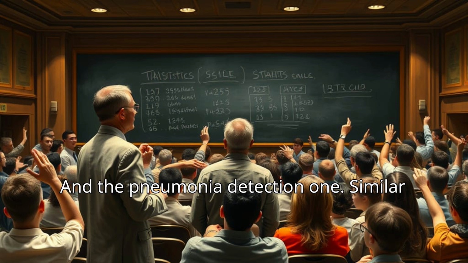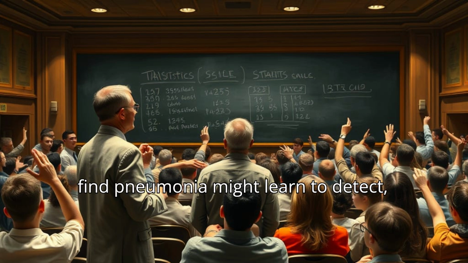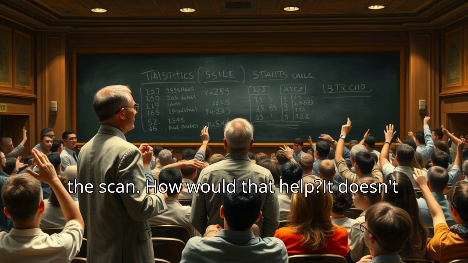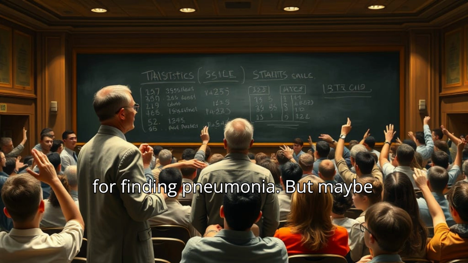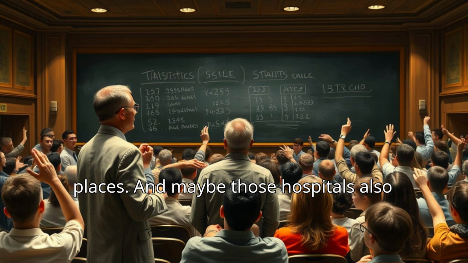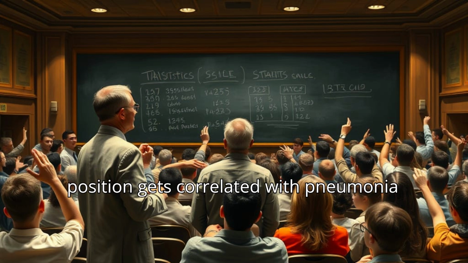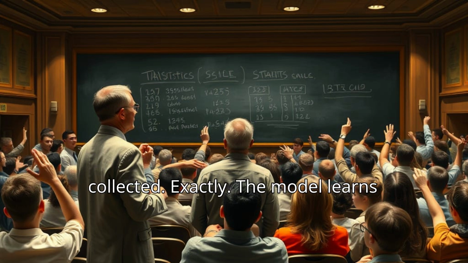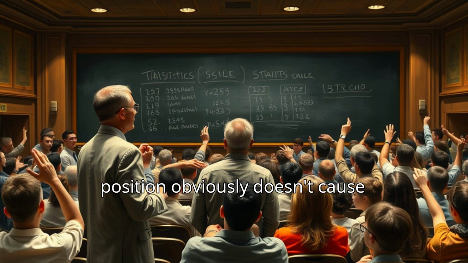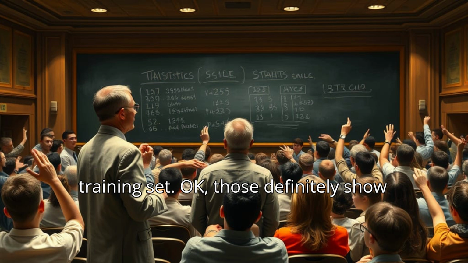Right, and the pneumonia detection one. Similar idea. A model looking at chest x-rays to find pneumonia might learn to detect, say, a little metal token that technicians place on the patient during the scan. How would that help? It doesn't for finding pneumonia. But maybe different hospitals in the training data put the token in slightly different places, and maybe those hospitals also happen to have different rates of pneumonia cases. So the token position gets correlated with pneumonia just because of how the data was collected. Exactly. The model learns that spurious correlation. The token position obviously doesn't cause pneumonia, but the model uses it as a shortcut because it worked in the training set. Okay, those definitely show the problem.